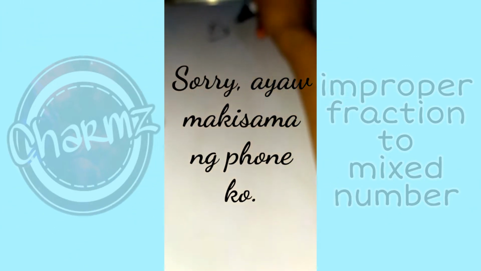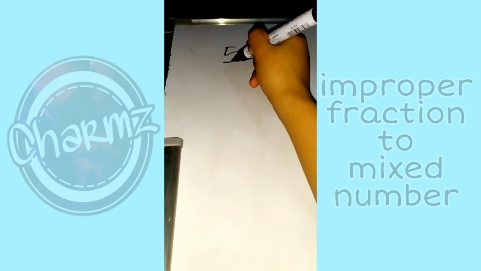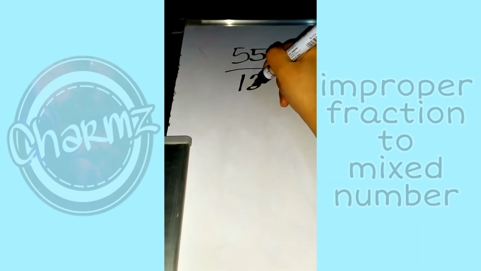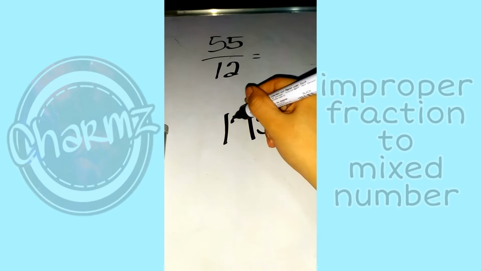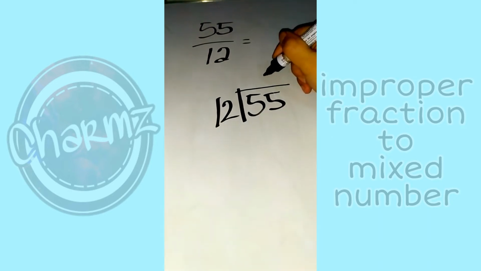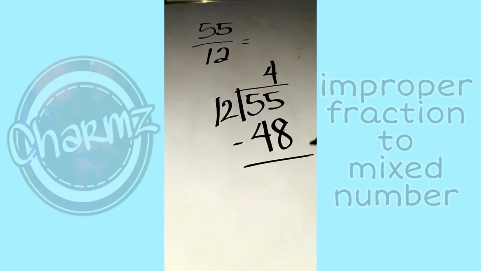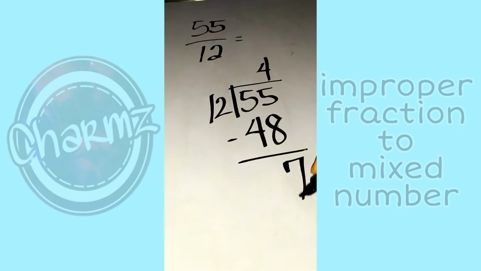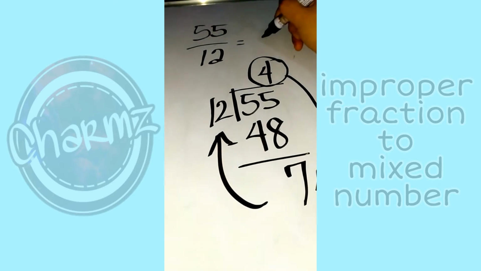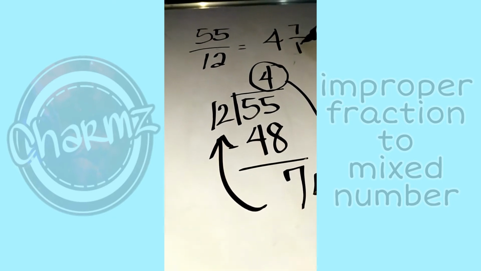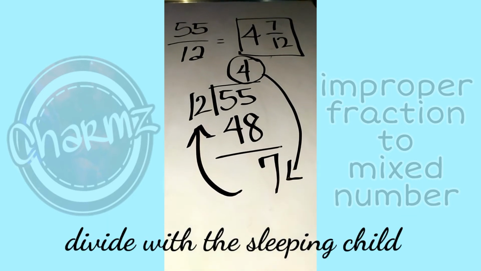Next example, 55/12. So again, we just divide the numerator by the denominator. So 55 divided by 12 is 4. 4 times 12, 48. Then subtract 55 minus 48, 7. So we have 4 7/12. Divide with a sleeping child.